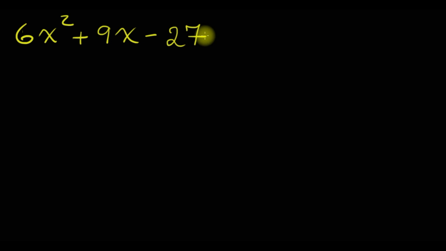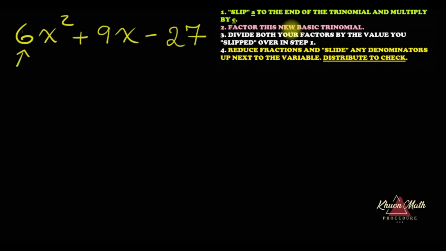Okay, let's take a look at one more. Let's look at the trinomial of 6x squared plus 9x minus 27. Okay, so this is another trinomial where the leading coefficient of x squared is greater than 1. You have a 6. And we're going to factor this using the slip and slide method. Okay, and we have a procedure of how to do it. So let's take a look at the procedure. So here it is.